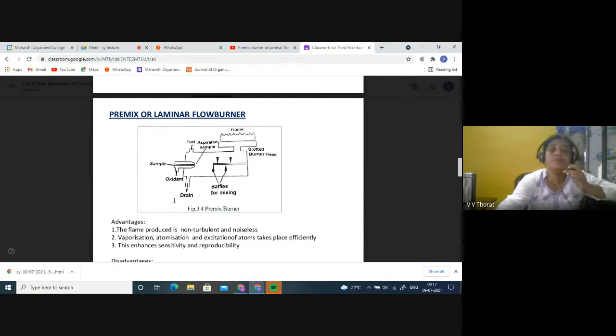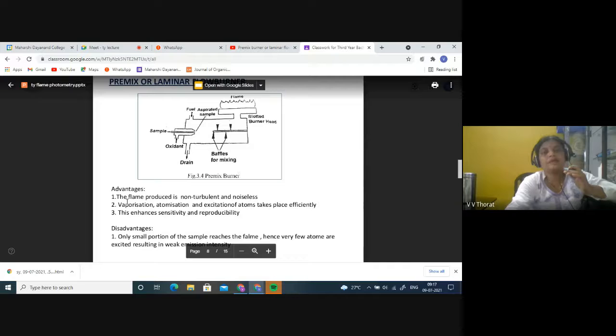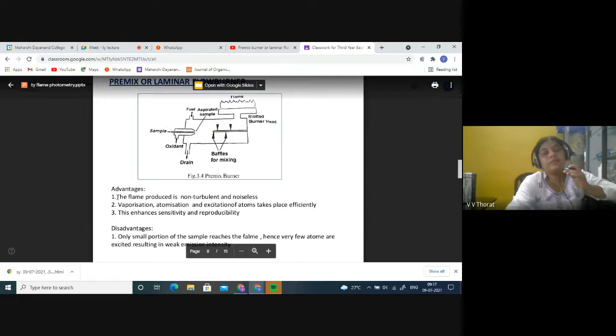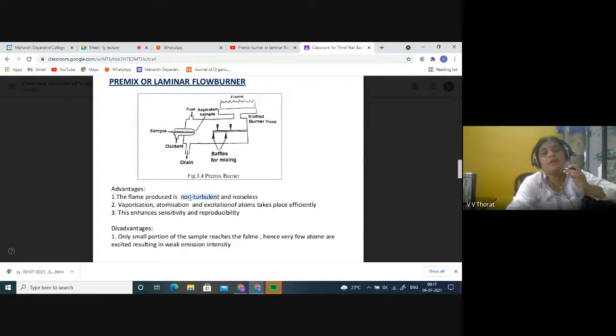But along with that, they will definitely ask you to write the advantages. The flame produced is non-turbulent. Turbulent I explained; non-turbulent means it is a clear flame and it is noiseless. Vaporization, atomization, excitation take place efficiently. Why does it take place? Because the path length of the flame is about 10 centimeters.